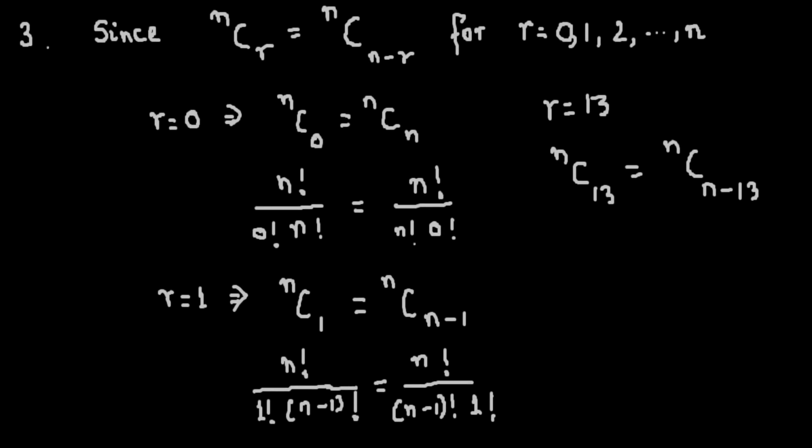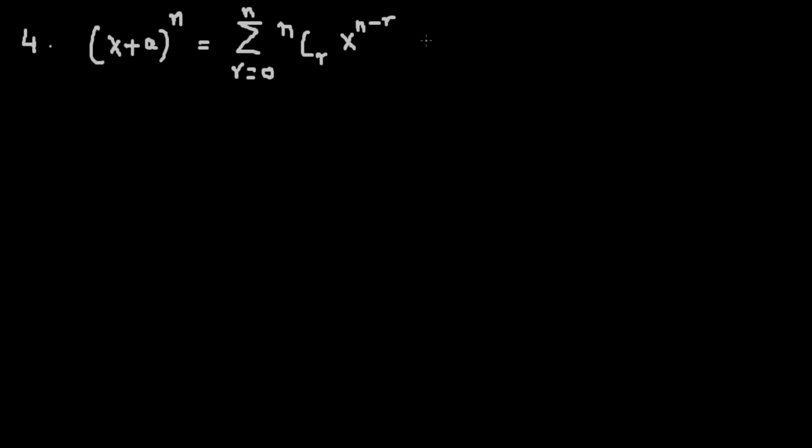So this is our conclusion number 3. Now we go to conclusion number 4. So we have (x plus a). Let me write it again. I'm writing it over and over again instead of copying, so we should do it. This is a good practice. This will help you remember the binomial theorem. So (x plus a) raised to the power of n is the summation r goes from 0 to n of nCr x raised to the power n minus r times a raised to the power r.